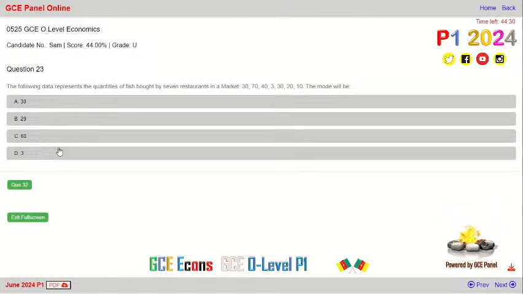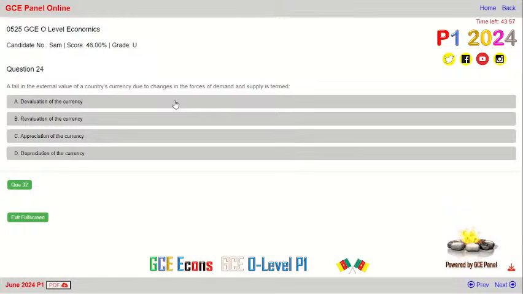So the following data represents the quantities of fish bought by 7 restaurants in the market. Those are the values: 30, 70, 43, 30, 20, 10. What will be the mode? The mode here is the data with the highest frequency, and the only data here with the highest frequency is 30, because 30 occurs twice, while all the other values occur just once.